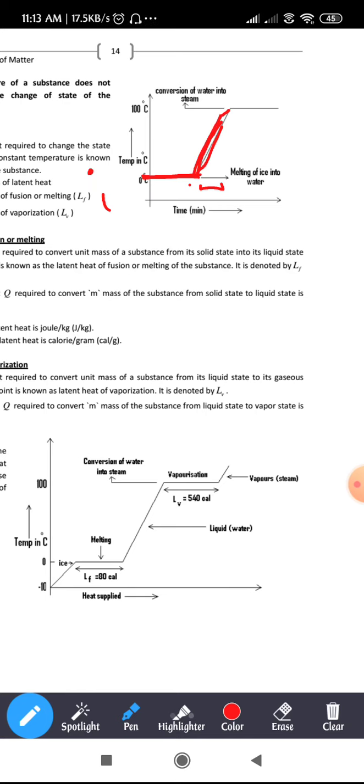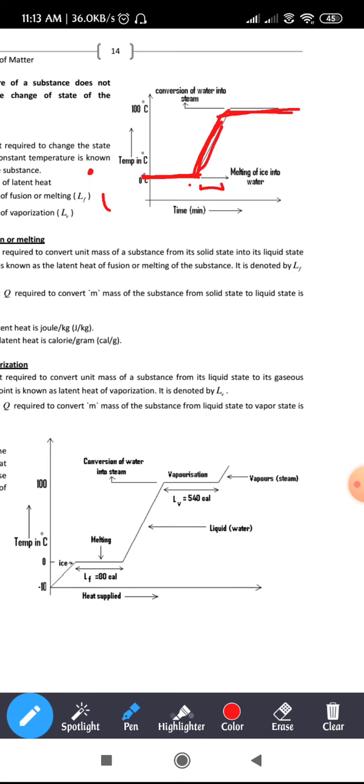Once the temperature of water reaches its boiling point, that is 100 degrees Celsius, what happens? If you keep on supplying the heat, the temperature doesn't increase, okay? But the water gets converted into vapor without increasing the temperature. So the entire water gets converted into vapor state. So this is about the graph of temperature versus time.